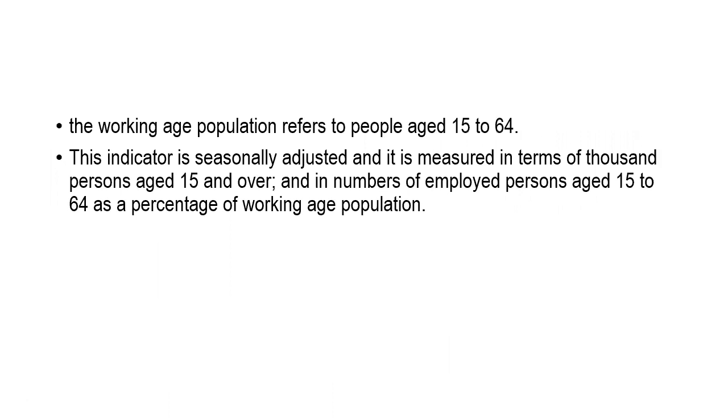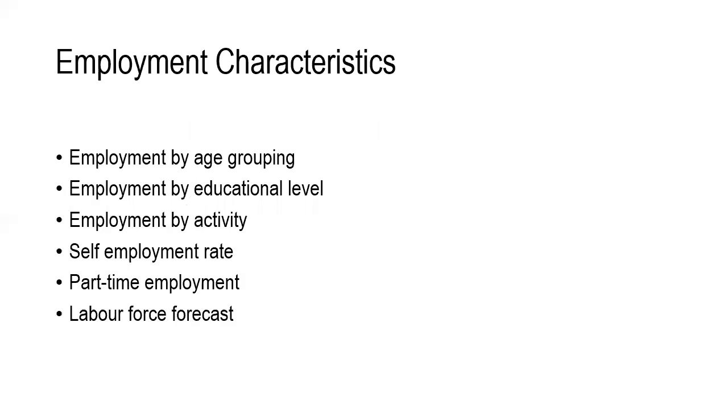Now, that is another definition. When we talk about working age population, we are referring to those between 15 and 64. And we say that this indicator is seasonally adjusted, and it is measured in terms of thousands of persons age 15 and over, and in the numbers of employed persons age 15 to 64 as a percentage of the working age population.